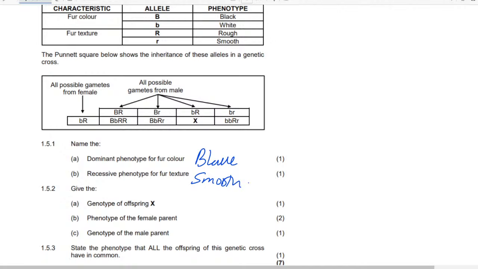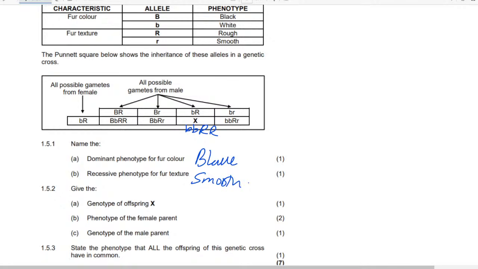So they are saying give the genotype of offspring X. They are saying genotype. So if you are saying genotype, then you're going to come here and here. So it's going to be small b, capital R, capital R. So that is the genotype for that individual.